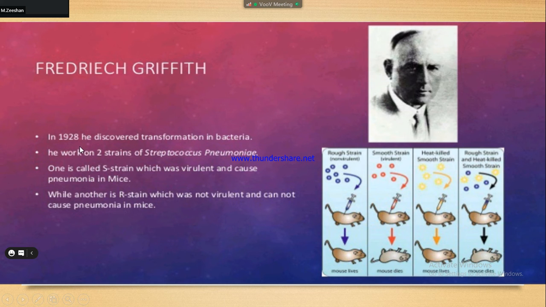Frederick Griffith, in 1928, worked on transformation in bacteria. He worked on two strains of Streptococcus, the rough strain and the smooth strain. The rough strain is the standard while the smooth is the virulent. When he injected the rough strain, the mouse remained alive. But when he injected the virulent strain, the mouse died. With the heat-killed smooth strain, the mouse remained alive. And with the heat-killed smooth strain plus the live rough strain, the mouse died. The rough strain alone was not virulent and could not cause pneumonia in the mice.